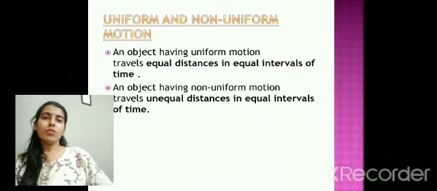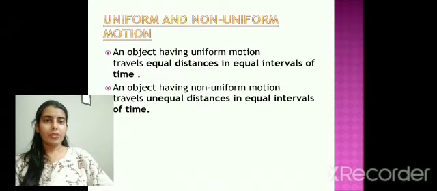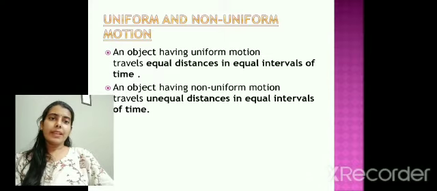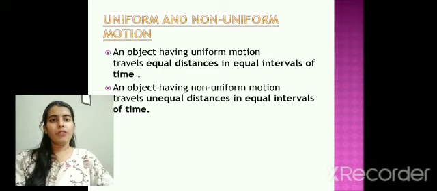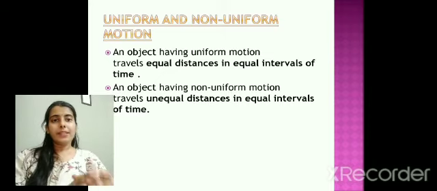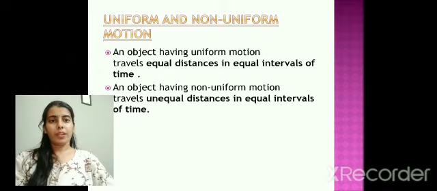Now coming next to uniform and non-uniform motion. An object having uniform motion means that it is traveling equal distances in equal intervals of time. I am repeating, equal distance in equal interval of time. So whenever distance is measured with respect to time, it gives us the speed of the body.